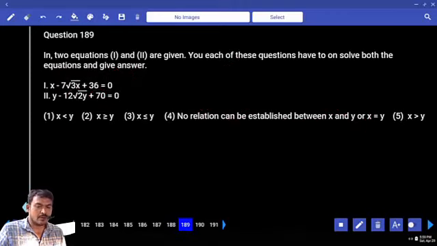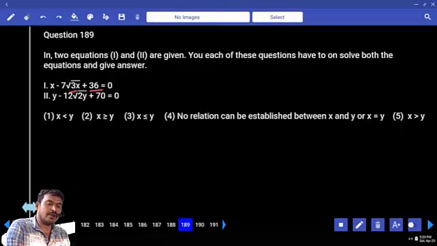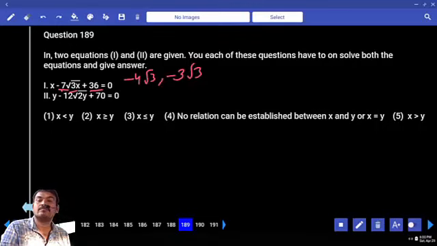189. What is the product value? 36. 36 is divided by the root value. 36 divided by 3, we are getting 12. 12 is the product value, but what is the sum already? Minus 7. Then one root will be minus 4 root 3, and another one minus 3 root 3.